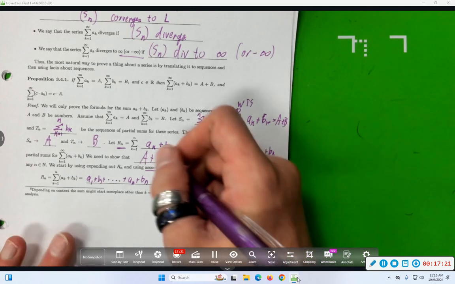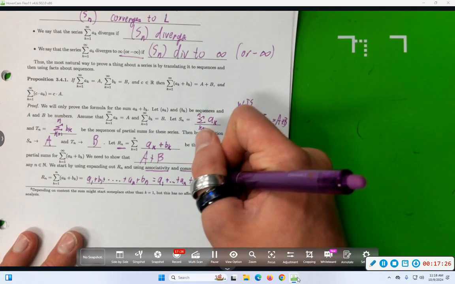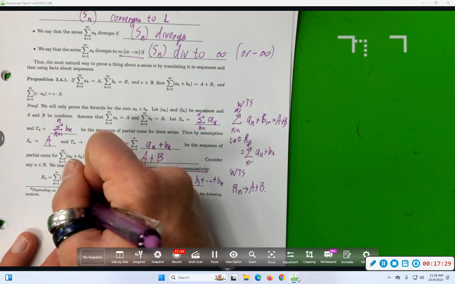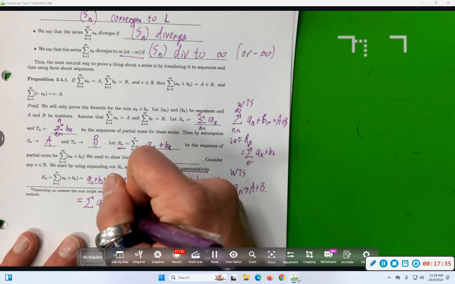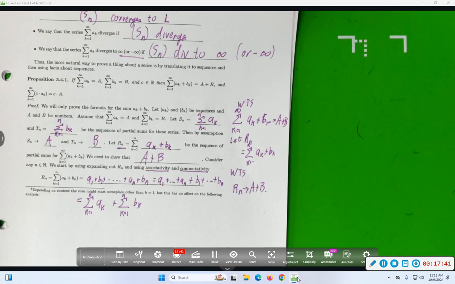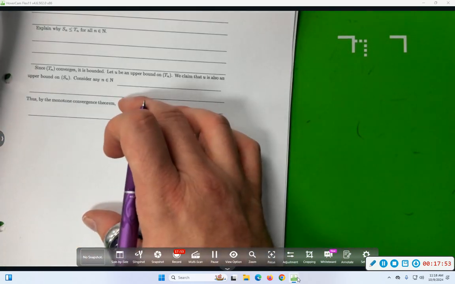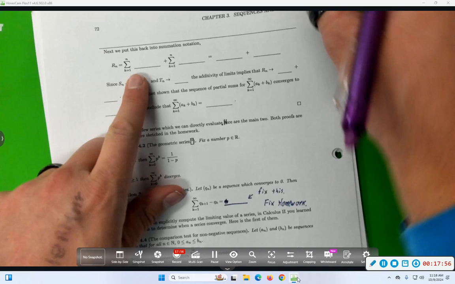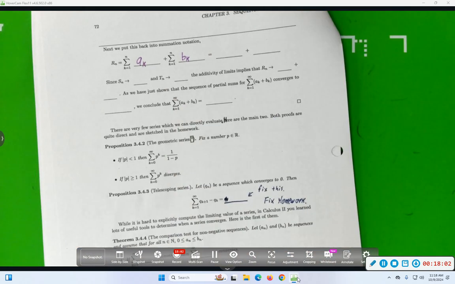Let's gather together all the a1, a2, a3 up to an. Oh, cool. So that's just the same as the sum of all the ak's plus the sum of all the bk's. Feeling good so far? So let's put that here. Rn is now the sum of just the ak's plus the sum of just the bk's.